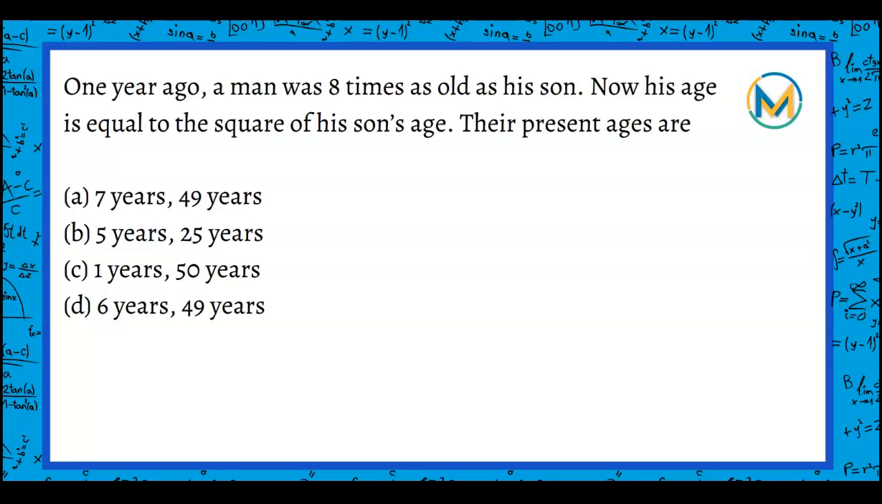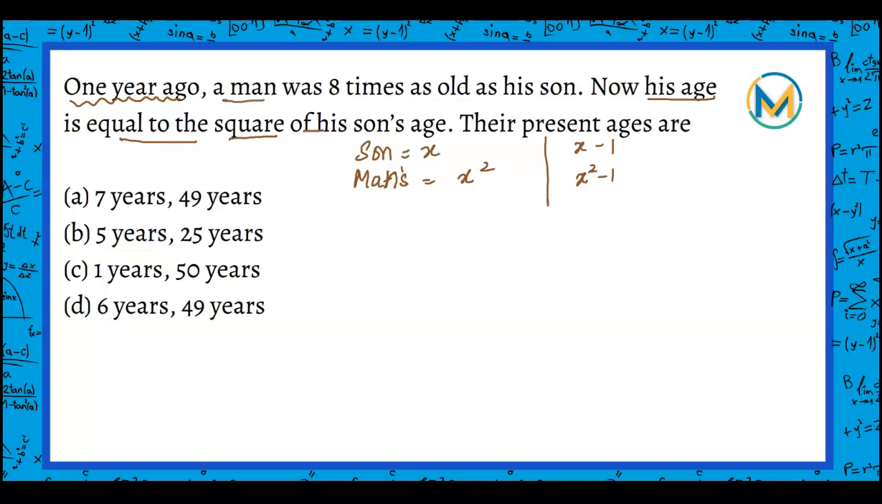Their present ages are. So we'll assume that the present age of the son is x, and it's given to us that the man's age is equal to the square of the son's age. So the father's age would be x square. Now going back to the first condition, 1 year ago the son would have been x minus 1 and the father would have been x square minus 1.